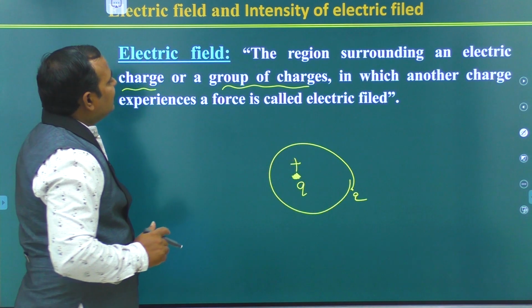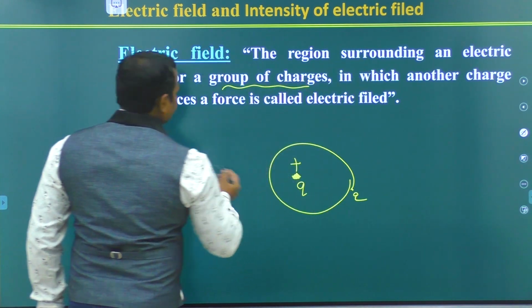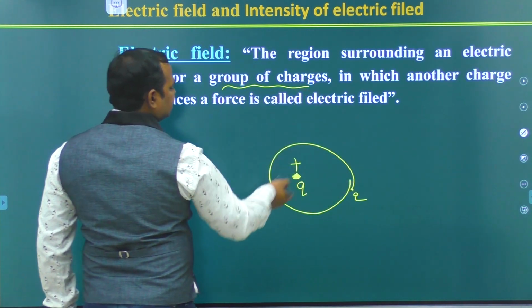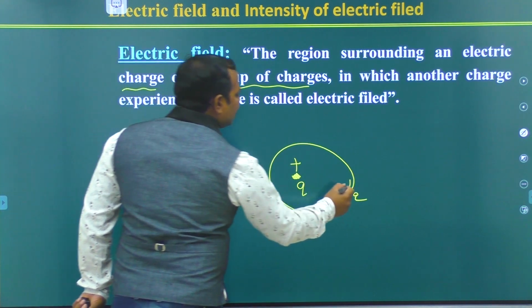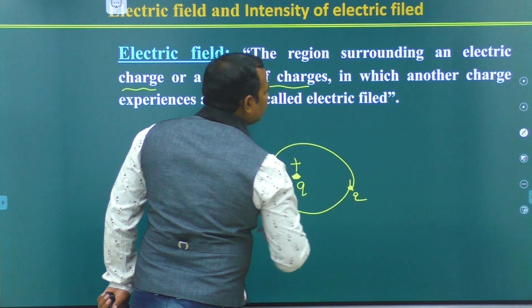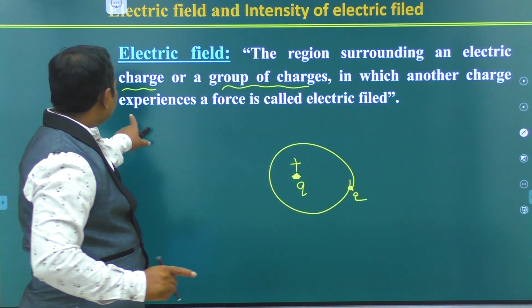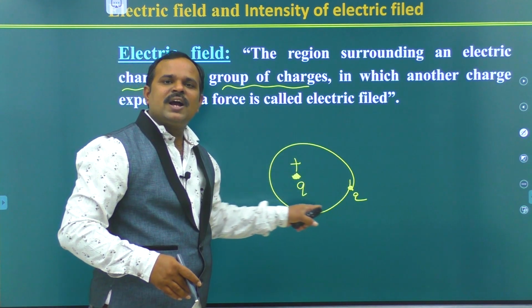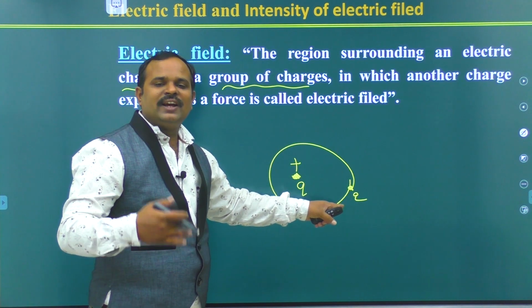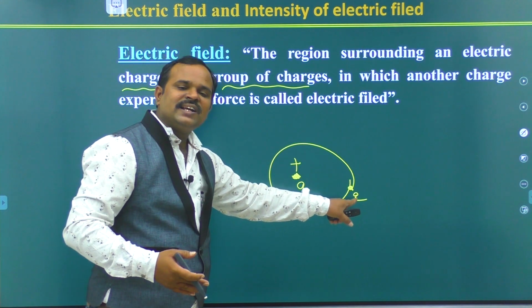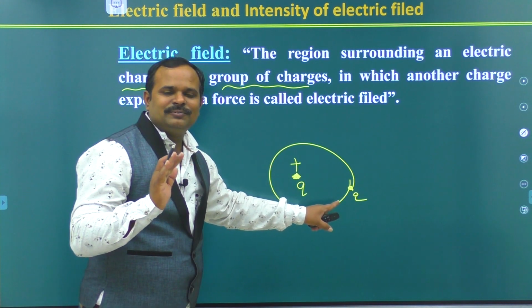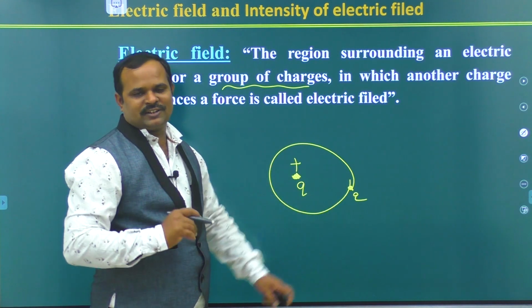I'll read again. The region surrounding an electric charge, this is the electric charge, and this is the region surrounding it, or a group of charges, in which another charge, which we are keeping here, experiences a force, is called electric field. That means there is some field, and because of the field, this other charge is experiencing a force on it. That experience is called electric field.